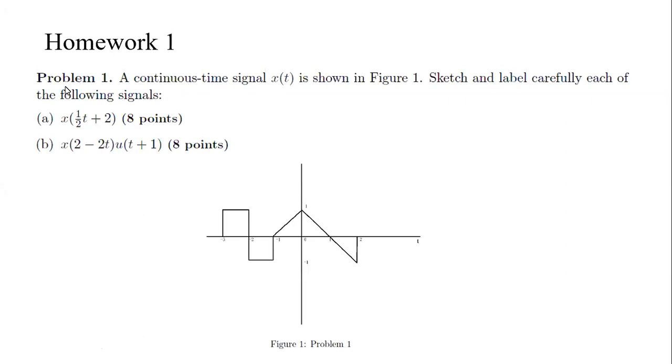The first one, this is a problem in your homework 1, and this is about the time domain transformation. A continuous time signal x of t is shown in figure 1, and sketch and label each of the following signals. And the first one, it is x of 1/2 times t plus 2. And the second one is x of 2 minus 2t times u of t plus 1.